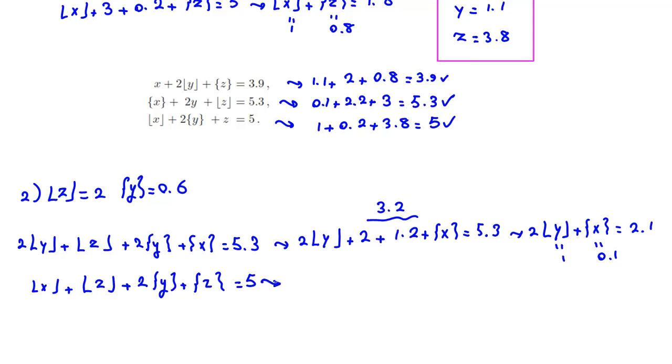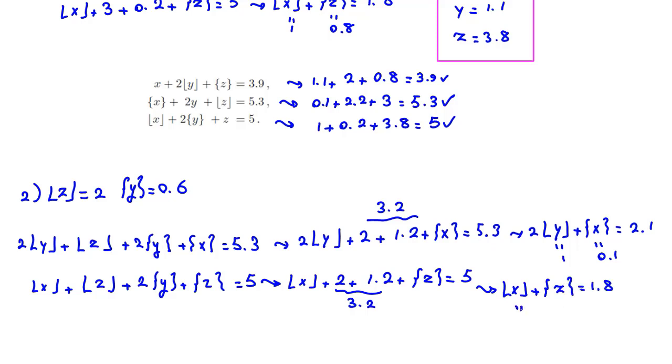Okay. Now let's consider the next one. The integer part of x, we write it. We've not calculated it so far. The integer part of z is 2, plus 2 times the fractional part of y. We know the fractional part of y: 2 times 0.6 is 1.2. Plus the fractional part of z equal to 5. Okay, so this one is 3.2. So the integer part of x plus the fractional part of z equals 1.8. So this one is 1, this one is 0.8.